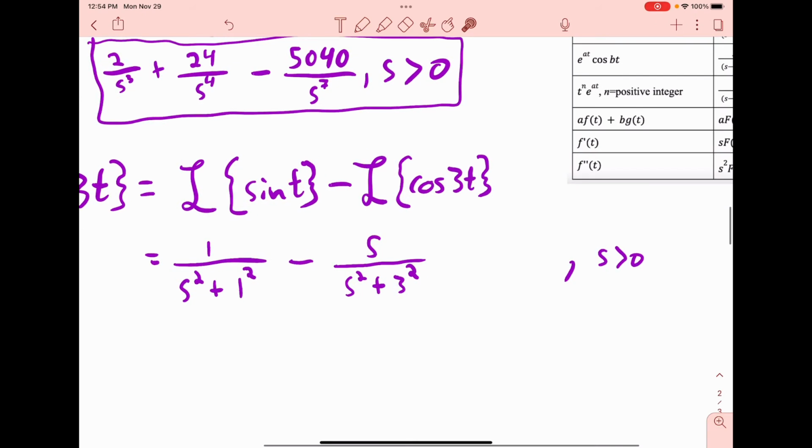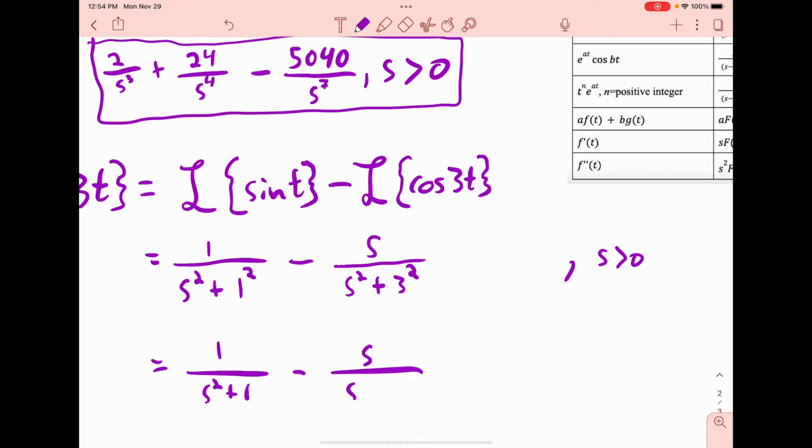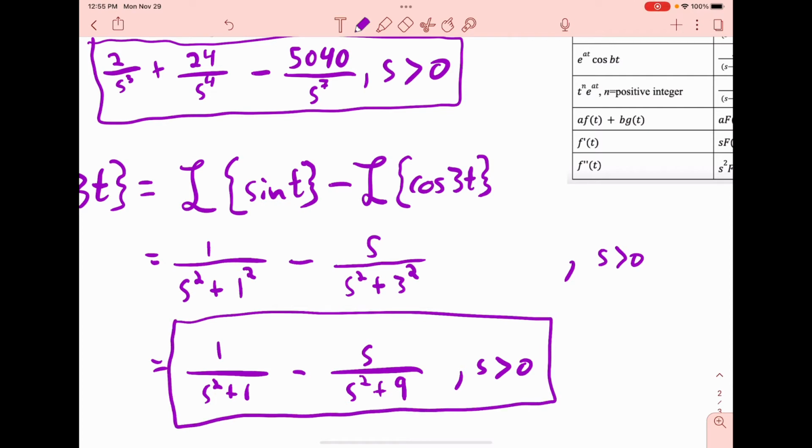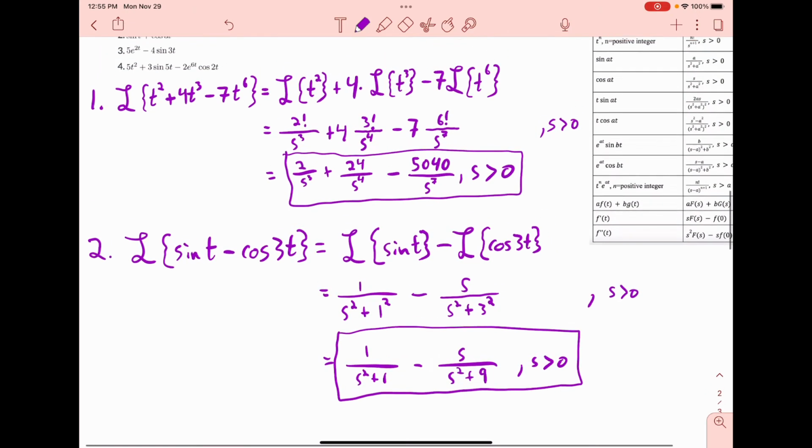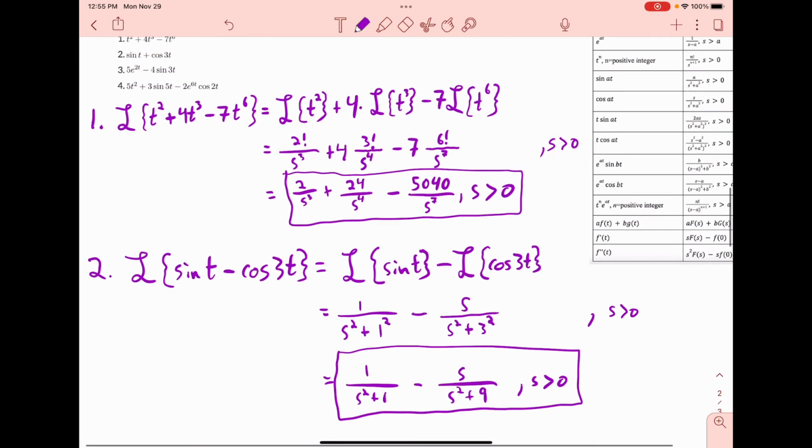One more simplification step just to sort of pretty things up. This is 1 over s squared plus 1 minus s over s squared plus 9. And that is restricted to s being bigger than 0. Okay, so that's the Laplace transform of number 2, sine t minus cosine 3t.